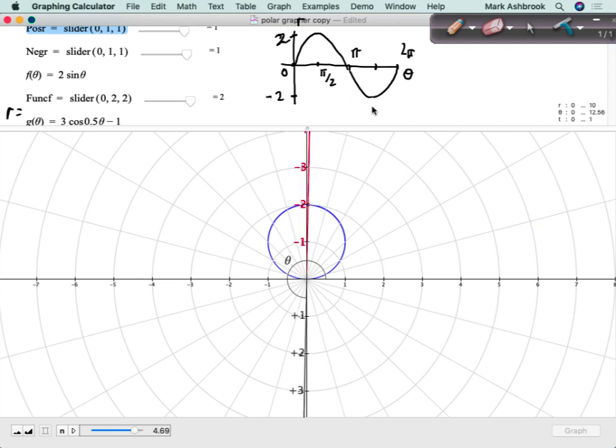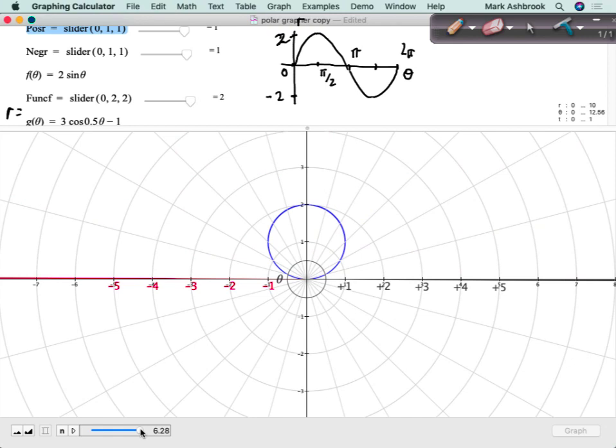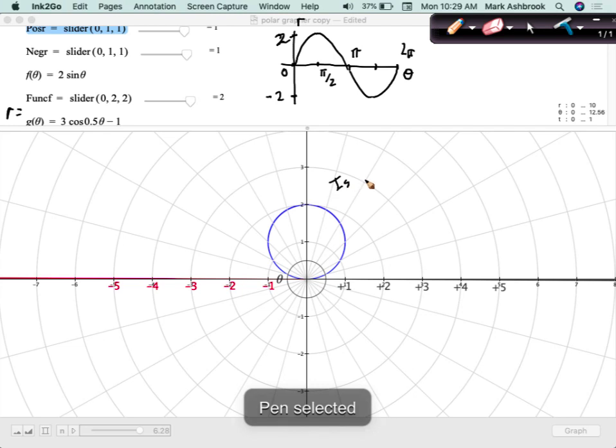And then, as we go from 3 pi over 2 to 2 pi, it's drawing in the second quadrant, negative r values from -2 to 0. So it actually draws this thing twice. So the question is, is it a circle? Stay tuned in Wednesday's class.